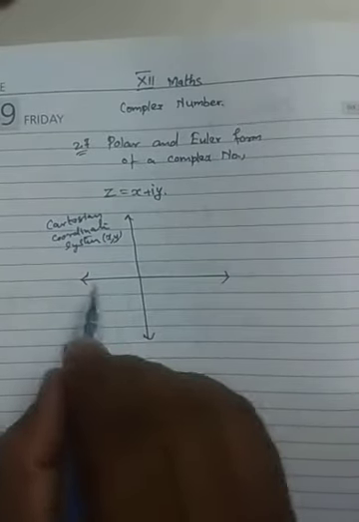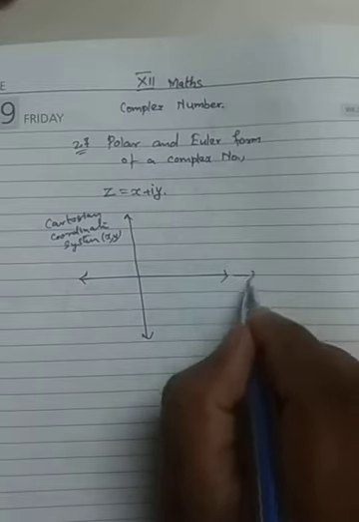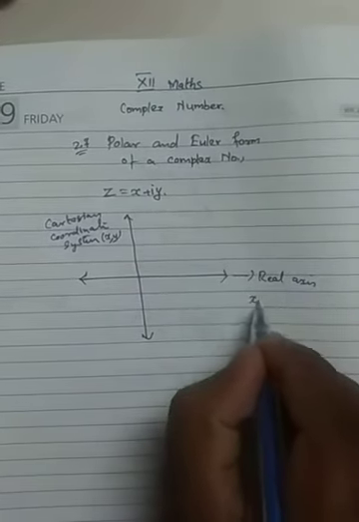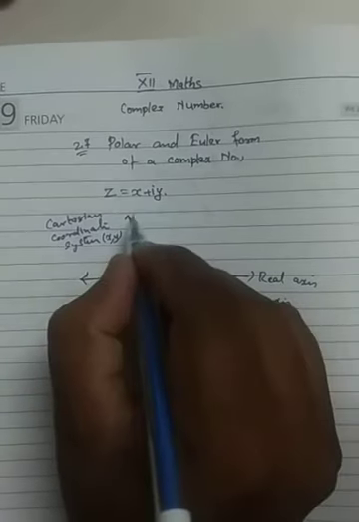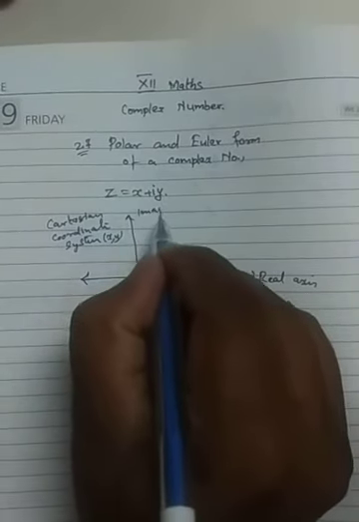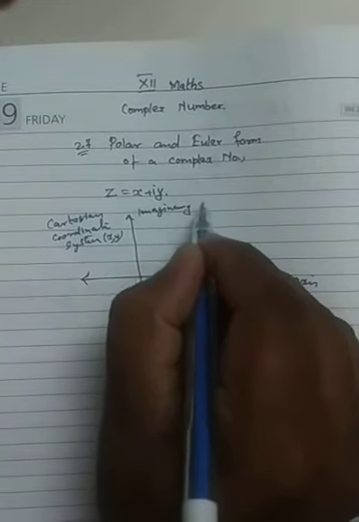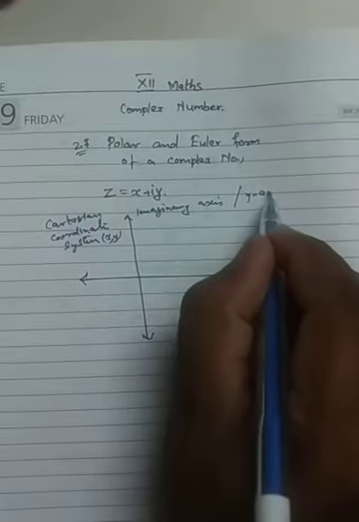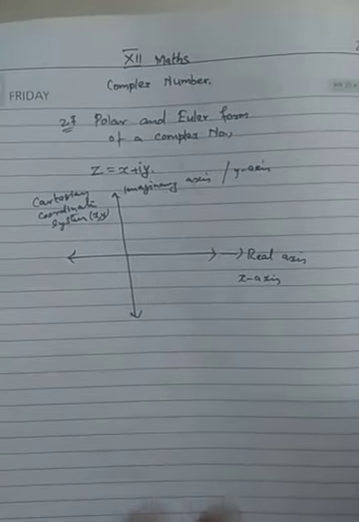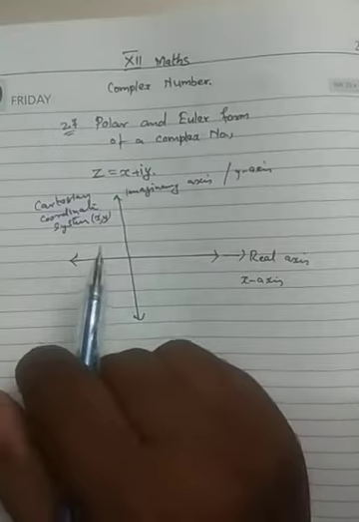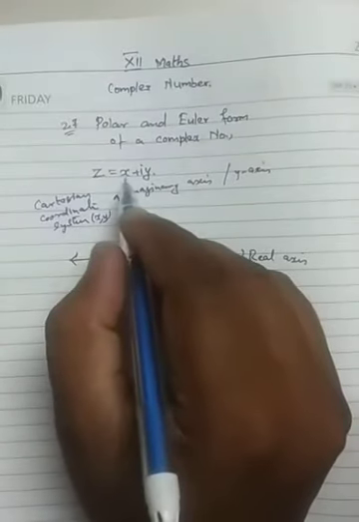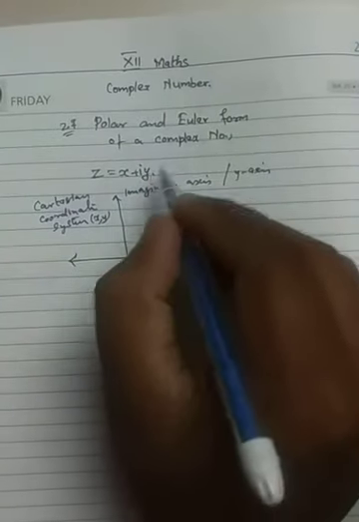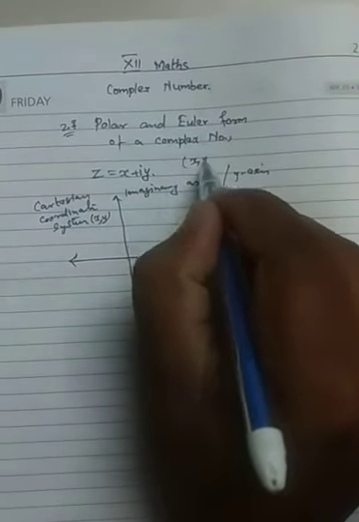Already I told you x is the real axis, or we can say the x axis. This is the imaginary axis, or we can say the y axis. Our wish, we can say anything here. So now, z is x plus iy. The point will be x comma y, isn't it?